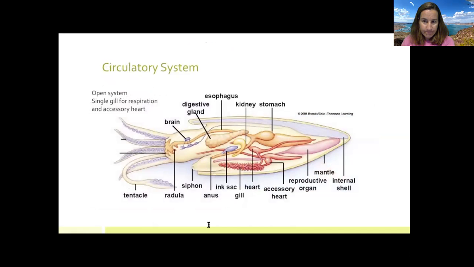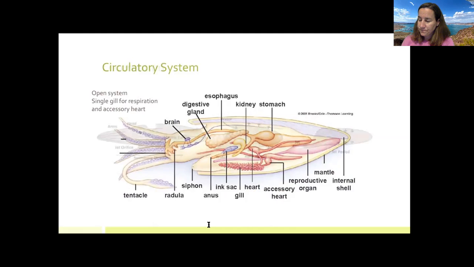Circulatory system, like we've said before, open circulatory system. They're going to have gills. And they have, which is pretty cool, different hearts. It's not just one heart. You will see that we've got our heart here and then an accessory heart over here. So they're kind of cool in the fact that they have multiple hearts to pump their open circulatory system blood around.